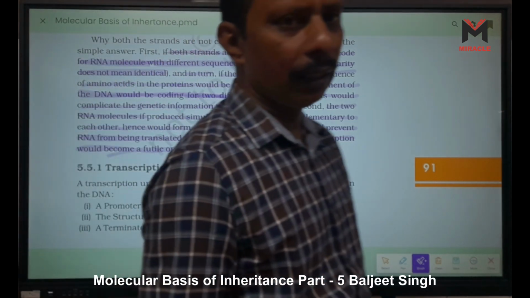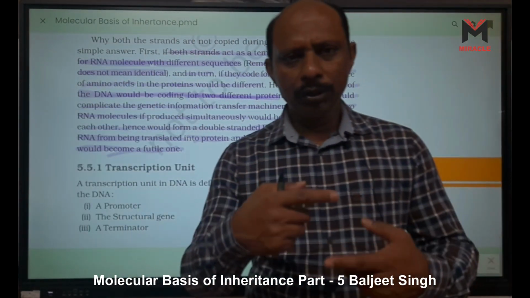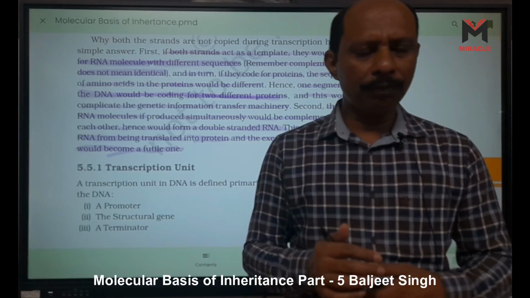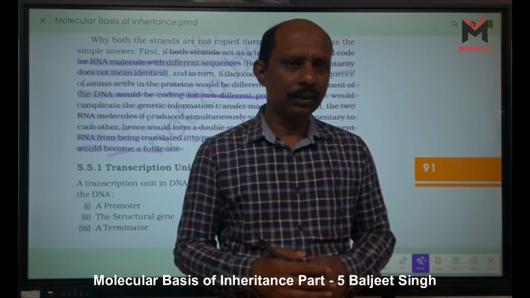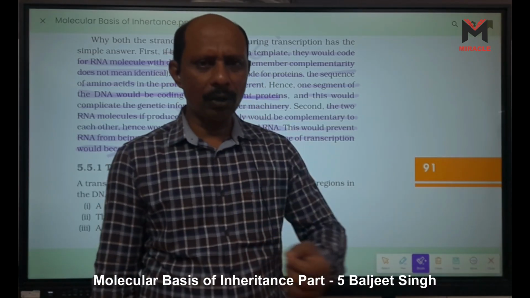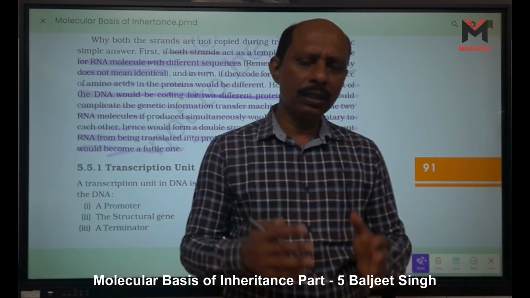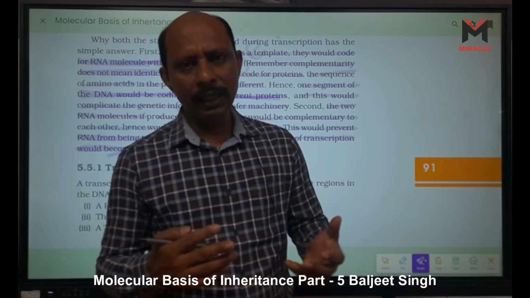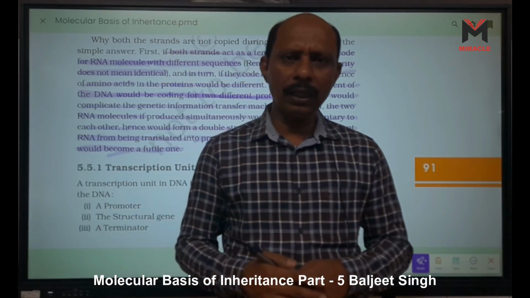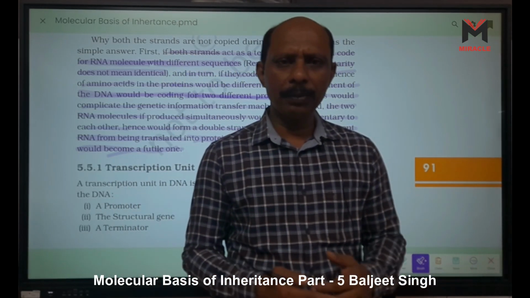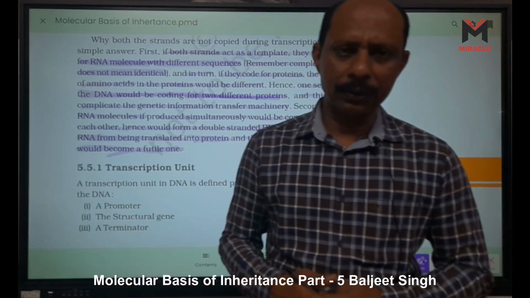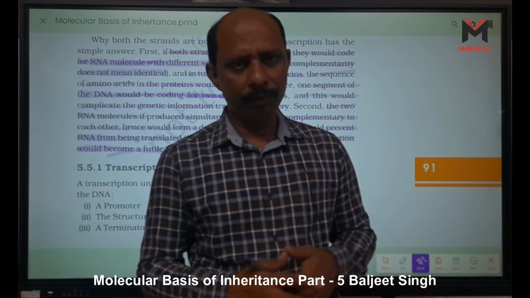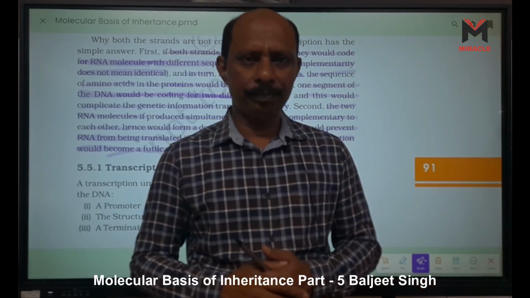Two reasons are given here. First reason, if both strands are transcribed, both strands form messenger RNA, so the sequence of nitrogen bases is totally different. Because their sequence of nitrogen bases is different, that means the genetic code is different. Genetic code different means what? Amino acids. A different sequence of amino acids means different proteins are formed, which creates a complication in transcription, because two different types of proteins are formed from a single segment of DNA.